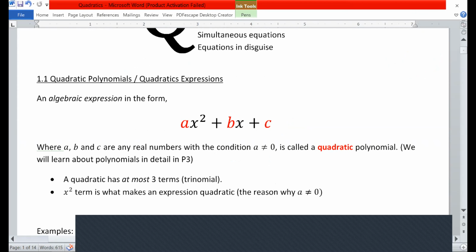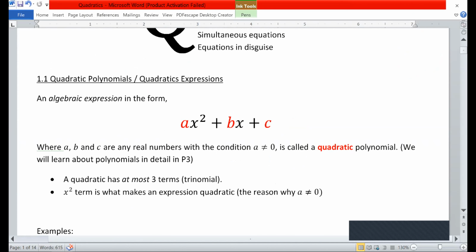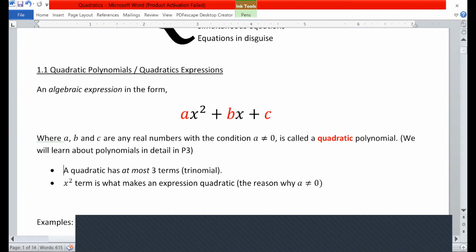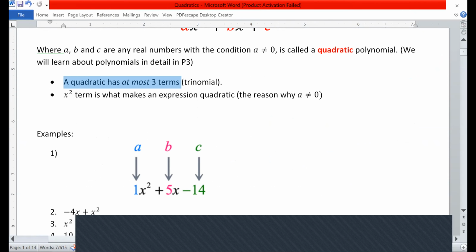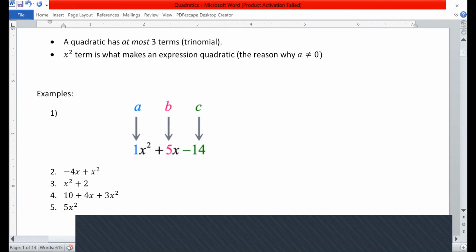Here we said, where A, B, and C are any real numbers with the condition A is not 0, because if A is 0, you will not have your squared term. Okay, and we said a quadratic has at most 3 terms. At least the x squared term. Okay, it's the x squared term that makes a quadratic. And look at these examples here I gave you for quadratics.